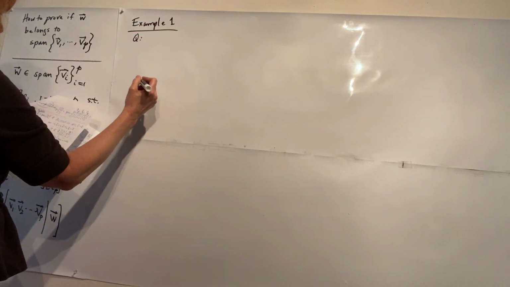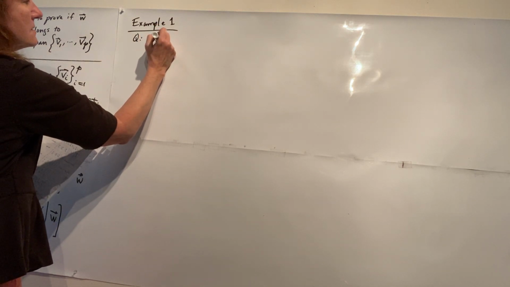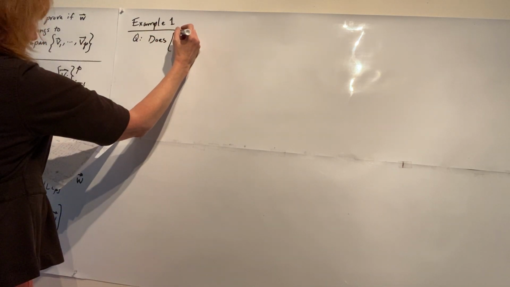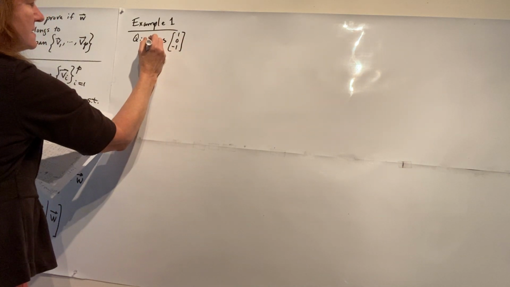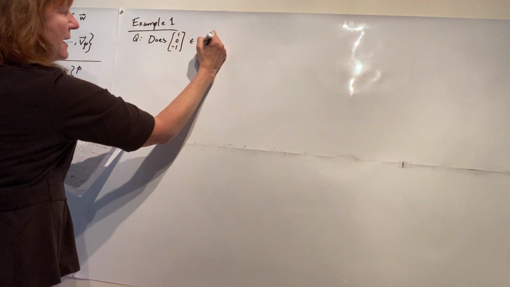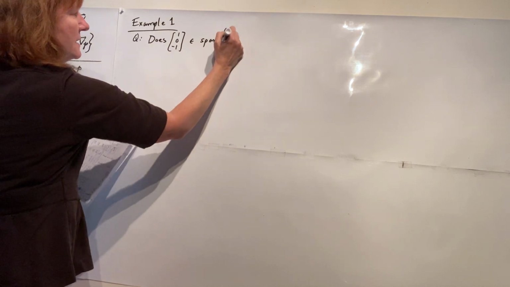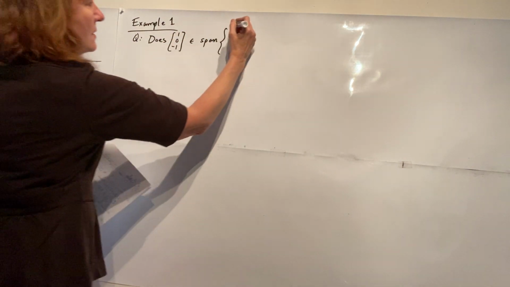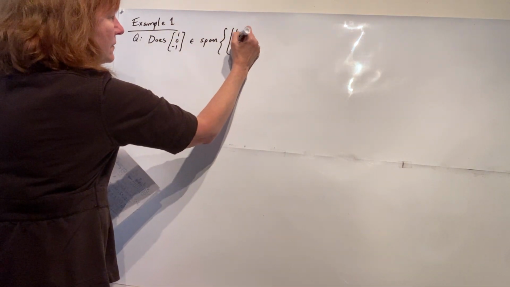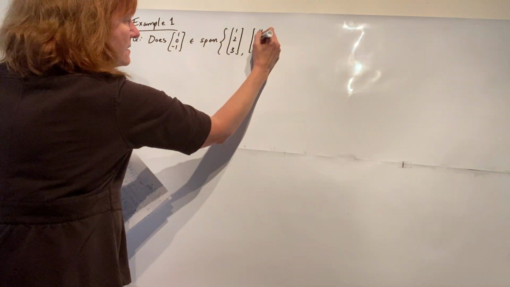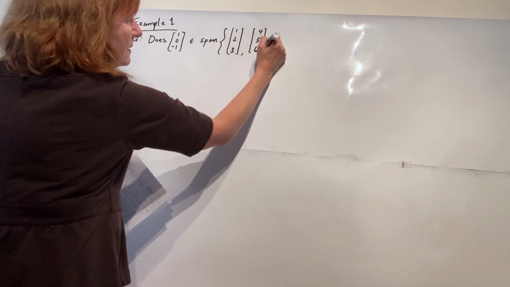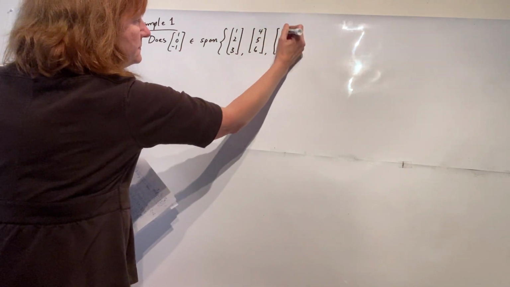Somebody queries, does this column vector 0, 1, minus 1, does that belong to the span of these vectors? 1, 2, 3, 4, 5, 6, 7, 8, 9.